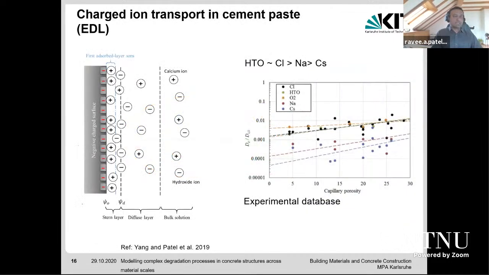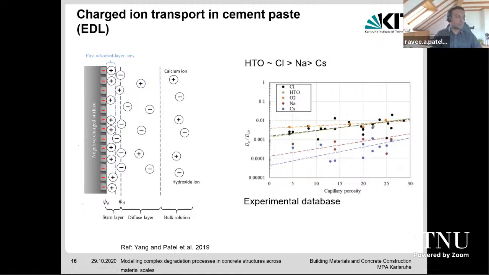What we did then is to further extend this work to account for surface effects at the nanoscale. What we observe experimentally is that anions, or negatively charged ions, diffuse faster in cement pore space compared to the positive ions. And H2O, or water tracer, has more or less similar diffusivity as positive ions.